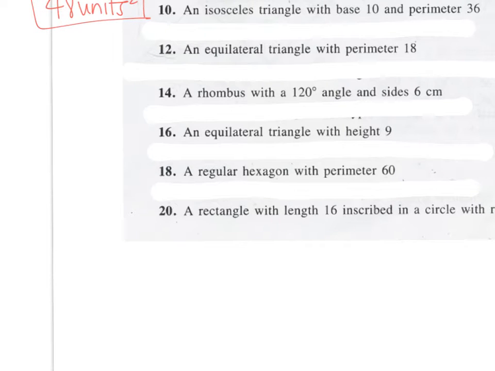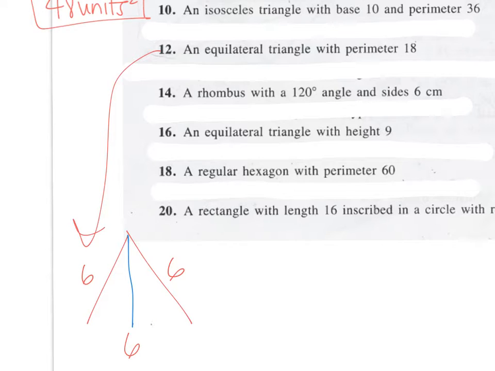Number 12. Equilateral triangle with perimeter 18. What's true about an equilateral triangle? All sides the same. So this would be 6, 6, and 6. So you actually have two ways to do this. Okay. One, cut it in half. That's a 3 and a 3. Find your height and do 1/2 base times height.